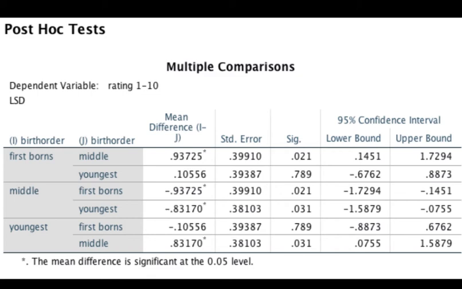The difference between firstborns and youngest children was not statistically significant at 0.79, rounded again, and the difference between middle and youngest children was statistically significant at p equals 0.03. Remember that the youngest children had similar scores to firstborns and a higher score than middle children.